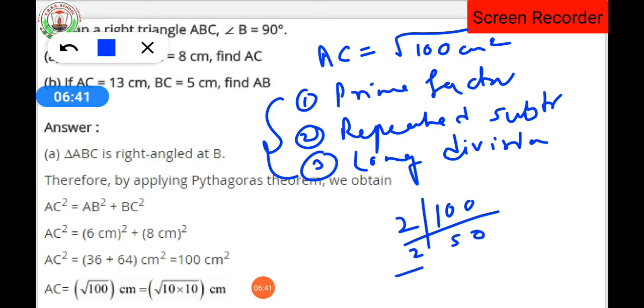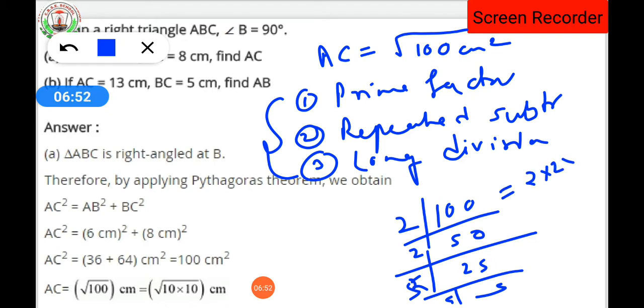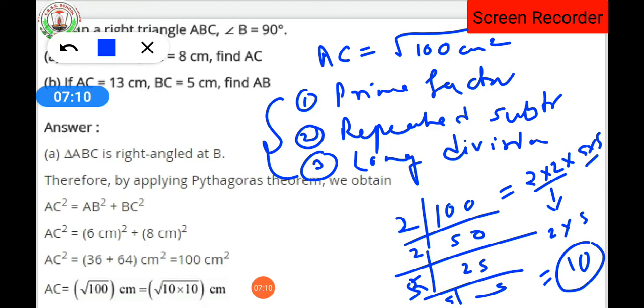Here it will be 50, then again 25, again 5, then again 5. So we can see that we have pairs of two numbers, that is 2 into 2 and 5 into 5, as in a square root we want to make pairs of numbers, isn't it? Taking one 2 from the pair and one 5, 2 into 5 will be equal to 10. Hence the square root of 100 will be equal to 10.